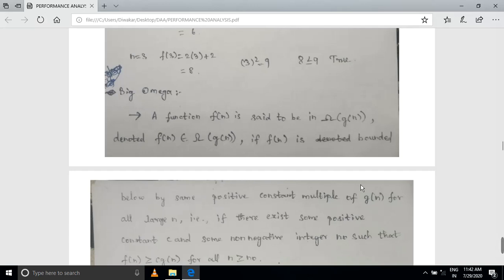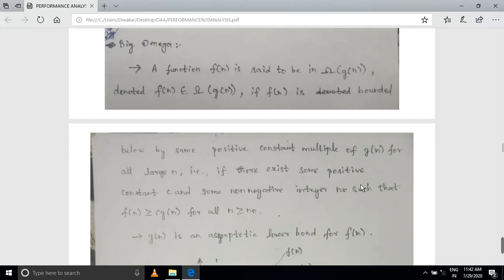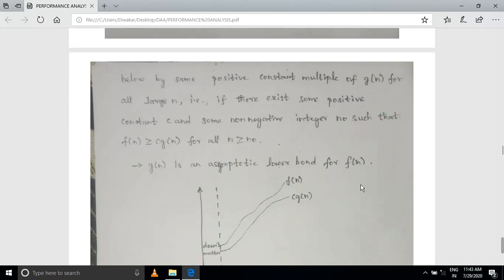Same definition, same thing. But the condition is f of n greater than or equal to c times g of n for all n greater than or equal to n naught. Since this condition is a lower bound, while big O is the upper bound, the condition diagram will be changed. First you go for f of n, next you go for c into g of n.